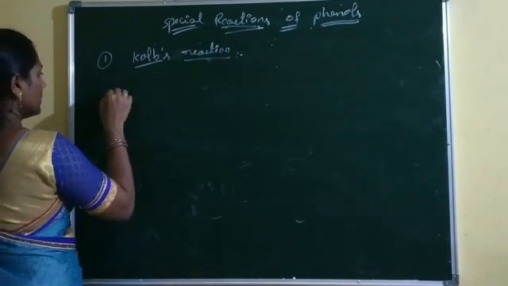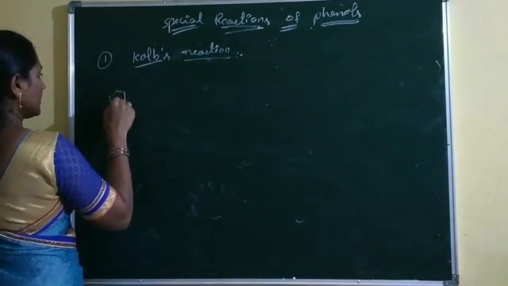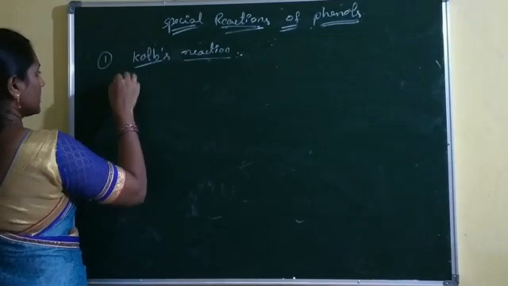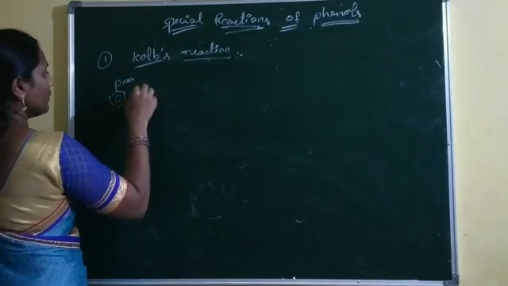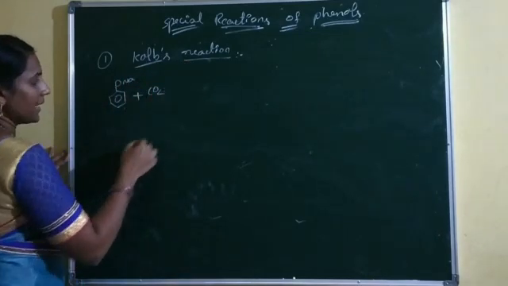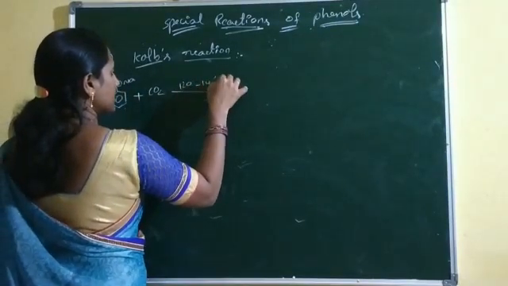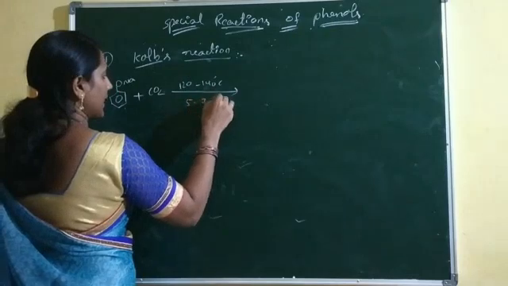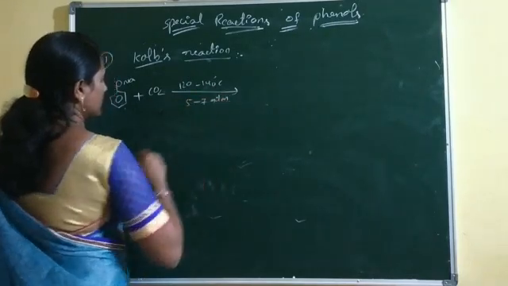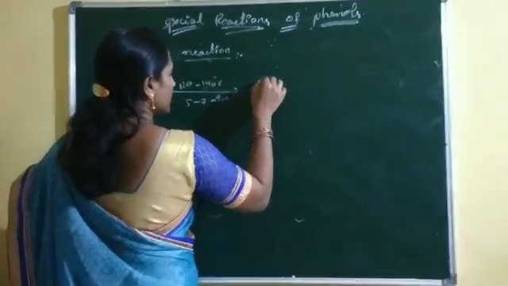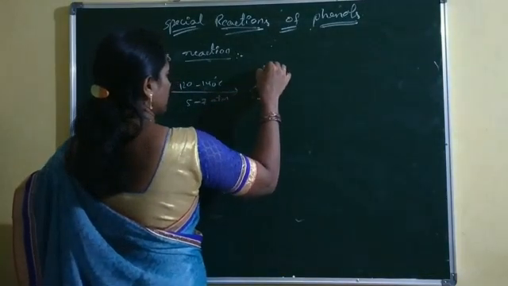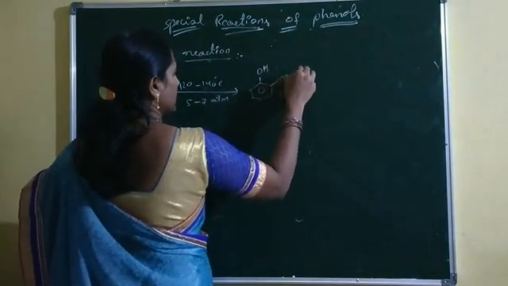In this one, sodium phenoxide is acting as the reactant of Kolbe's reaction. Sodium phenoxide is treated with carbon dioxide at 120 to 140 degrees centigrade under 5 to 7 atmospheres to form the sodium salt of salicylic acid.